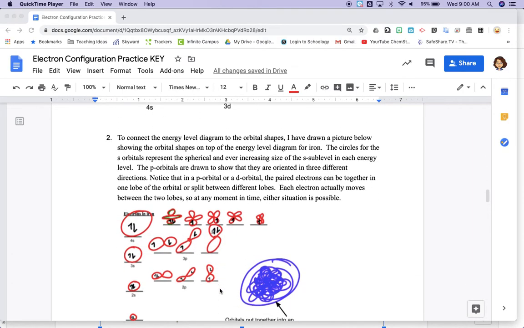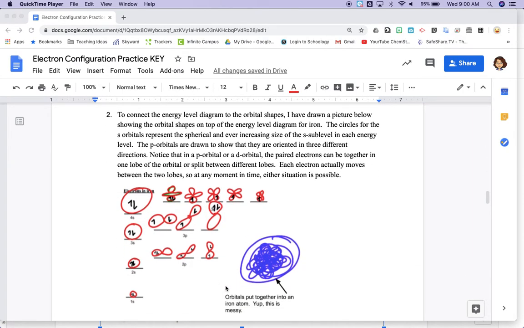In this next question, I have attempted to draw a connection between the energy level diagram and the orbital shapes for iron. I've taken each of the s sublevels and tried to draw a picture over the top of those electrons that represents each of those s orbitals. The s orbitals are spherical, so I put in what looks to be a sphere, and as we move from the first energy level to the fourth energy level, you'll notice that the spheres look pretty much the same, but they're getting bigger and bigger.